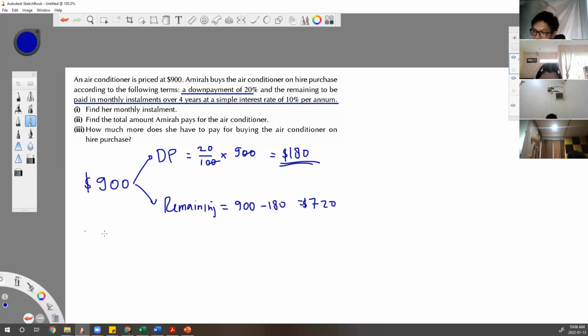Berarti interest-nya, interest itu bunganya ya, interest bukan ketertarikannya. Interest is the extra money that Amira has to pay. So, 10%, right, times by not 900 anymore, but 720. Karena yang sisanya yang you bayar dong. Yang you utang kan ini utangnya nih, kayak debts nih.